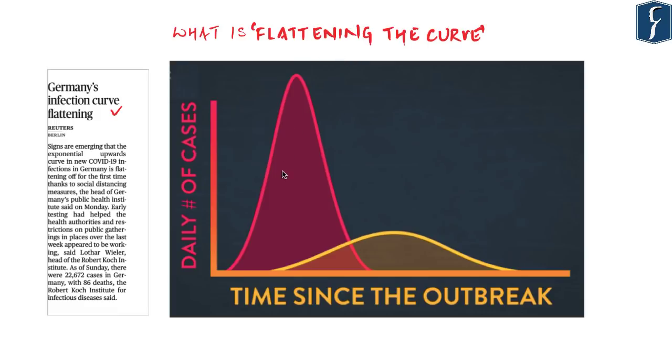Now we will understand this flattening of the curve, which is basically a graph where on the y-axis the daily number of cases is plotted and on the x-axis the time since the outbreak, or the first infection which arrives in that country, is plotted. And the whole idea is to reduce this peak by implementing social distancing. But before that, we will have a look at 3 or 4 countries and how coronavirus has spread in those countries with respect to time.